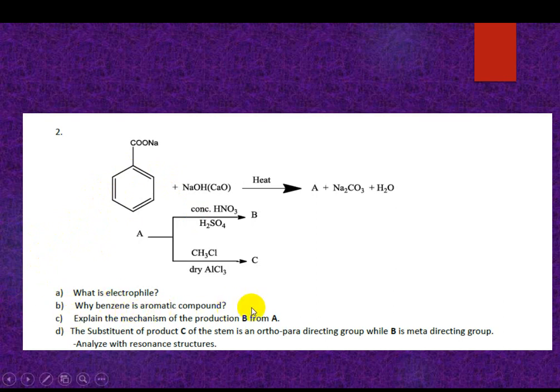Okay, what is an electrophile? Why is benzene an aromatic compound? I will not teach today, it is already done. You know what an electrophile is. Now question C: explain the mechanism of the production of B from A. Look at the stem. This is A, and from A, B is formed. You have to explain how B is formed from A.